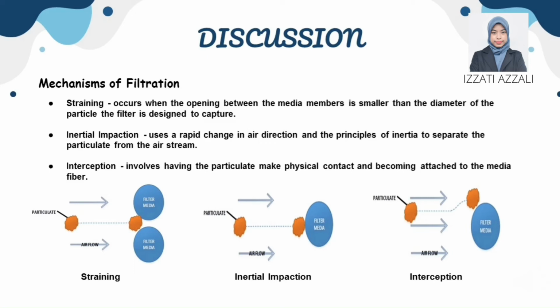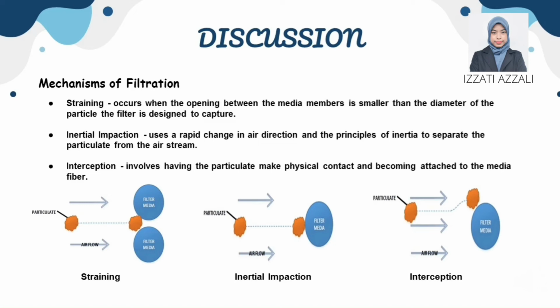First of all is straining. Straining occurs when the opening between the media members is smaller than the diameter of the particle the filter is designed to capture. As shown in the figure below, this principle spans across most filter designs and is entirely related to the size of the particle, media species, and media density.